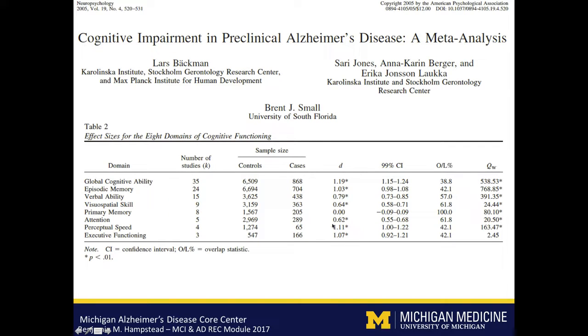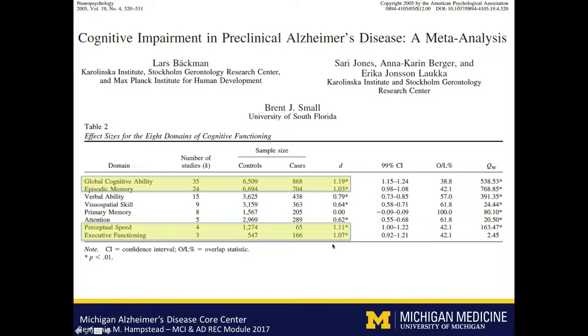But while memory is one of the defining features of Alzheimer's disease, what this review also showed us is that global cognition, whether it's an ADAS-Cog or a Mini-Mental or a DRS, is also at least comparably, if not slightly more affected early in the disease course. And similarly, processing speed and executive functioning were two other big ones, all of which had huge effect sizes over 1.